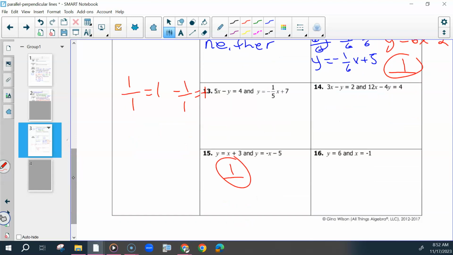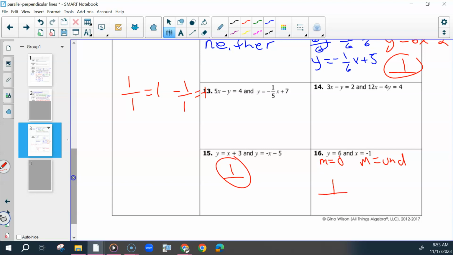Okay, what about 16? We have to know the slopes of these two equations before we can think about are they parallel, perpendicular, or neither. What is the slope of y equals 6? 0. So here you have to know your horizontal and vertical lines. The slope of x equals -1. Undefined. So these are parallel, perpendicular, or neither? Perpendicular.